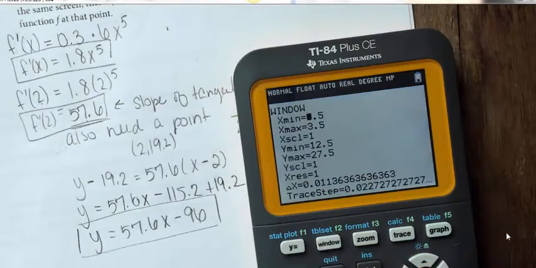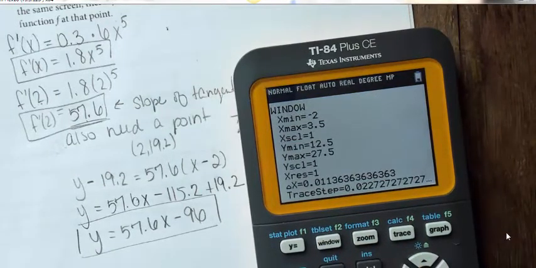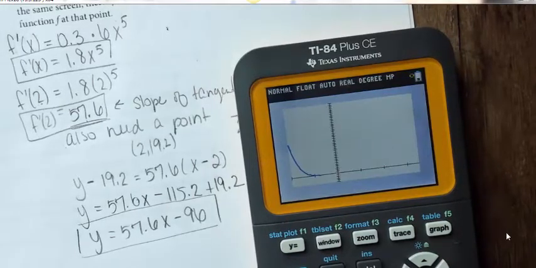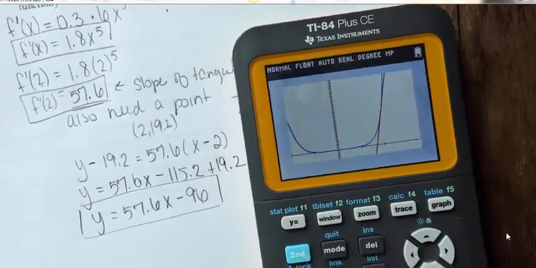I think I need some negative values so I can see my x and y axis. And my y min is 12 for some reason. So how about I'll go negative 5. And let's go 40 for the y max. Let's see if that gives us a better graph. Oh, that gives us a way better graph.